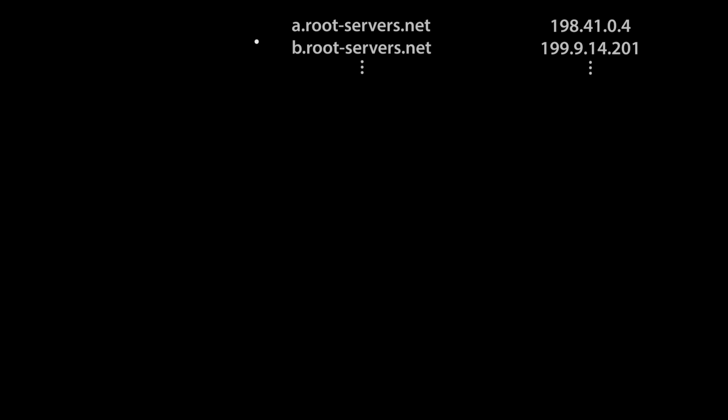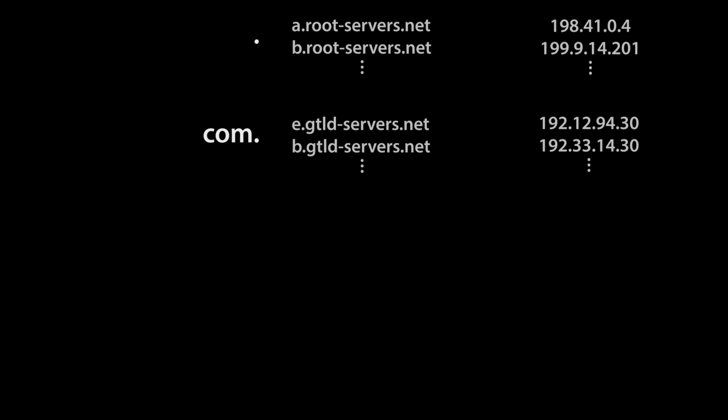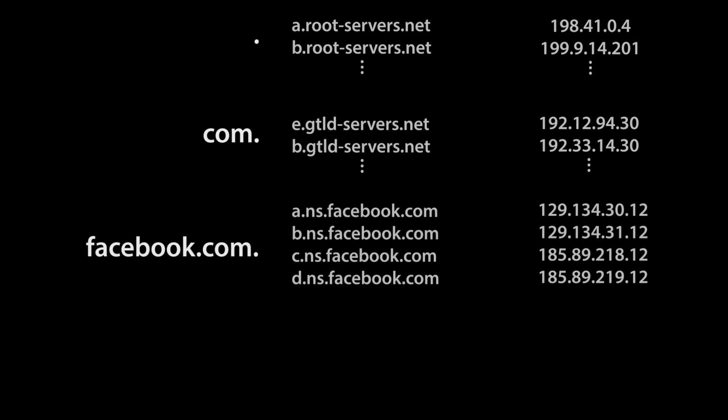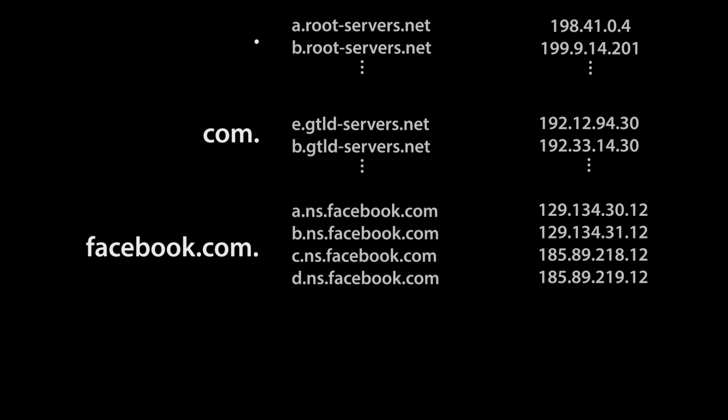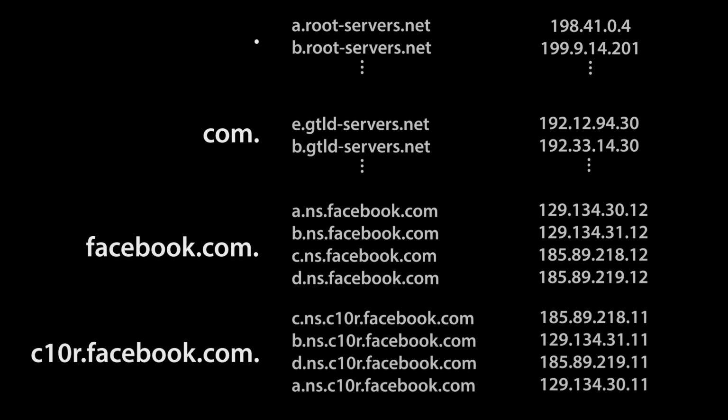But in order to figure out what that address was, we had to start with the root servers. And then they're able to tell us about the top-level domain servers, which are authoritative for .com. And then those top-level domain servers are able to tell us about which servers are authoritative for facebook.com. And then it was those servers that are actually able to tell us about www.facebook.com. But then they just said that it's an alias for starmini.c10r.facebook.com, and that there's actually different DNS servers that are authoritative for that c10r.facebook.com domain. And so it was finally those servers that were able to tell us the IP address of Facebook's web server.